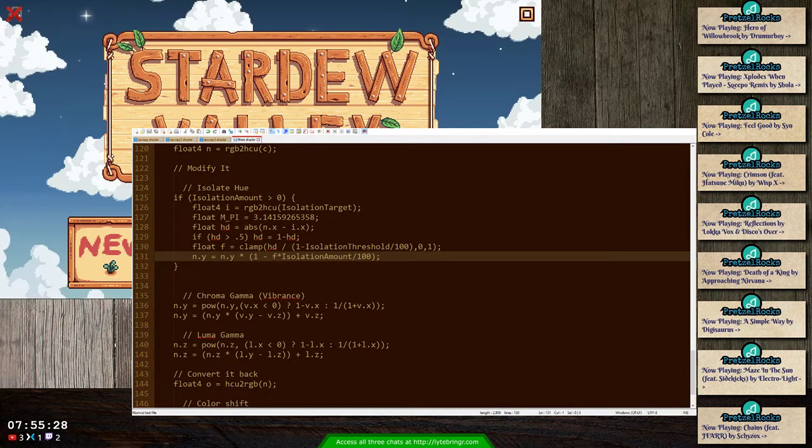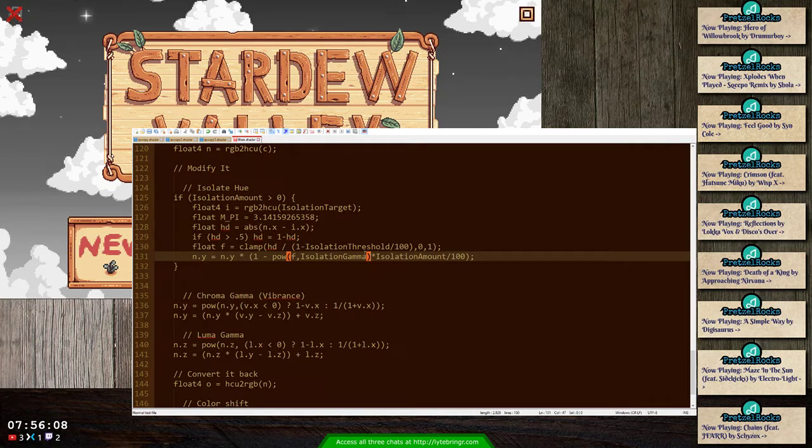Okay. And it's a smooth function because we've got colors that aren't red. Well, I don't know. Are the ones that are farther away from red being culled proportionally? It's kind of hard to tell. So now what we're going to add is pow of f to the isolation gamma.